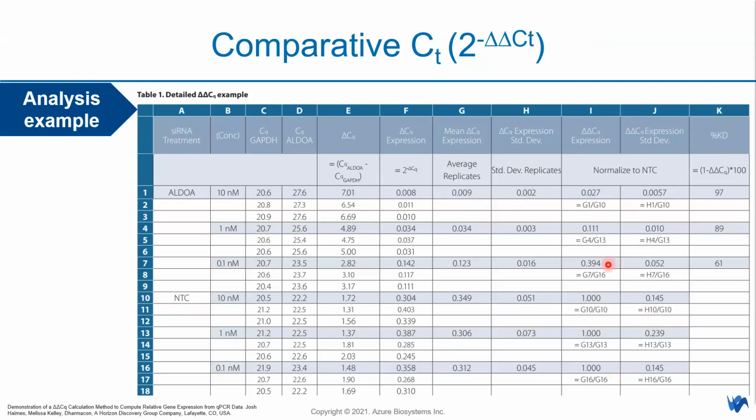And since this is a silencing assay, a knockdown assay, you need to calculate the knockdown percentage. The knockdown percentage will be 1 minus the delta CQ. That will achieve 97% of knockdown in this case.